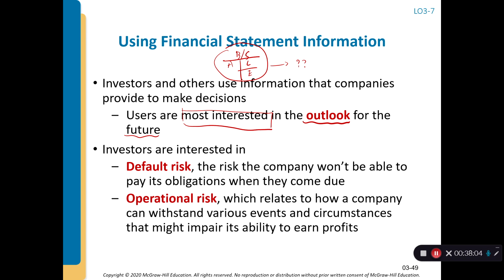So investors usually want to know two things. First, they want to know the likelihood that you will default or fail to pay your obligations. That means the default risk, which is the risk that the company won't be able to pay its obligations when they come due. Another thing they pay attention to is operational risk, which relates to how a company can withstand various events and circumstances that might impair its ability to earn profit. So by using current financial information that was created based on historical information, they want to judge the default risk and the operational risk of the company.